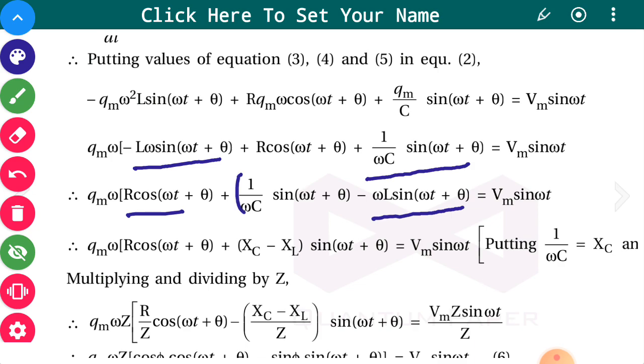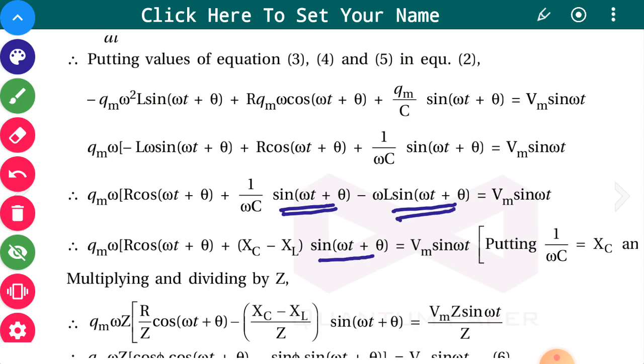Now instead of 1 upon omega C it is written XC, and instead of omega L we write XL. And sin omega t plus theta is common. You can see in the last two terms, what is common? Sin omega t plus theta is common. So it is taken common, sin omega t plus theta. Here it becomes XC and here it becomes XL. So it becomes XC minus XL. So this equation we got.